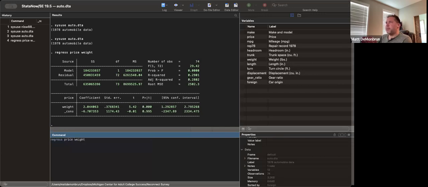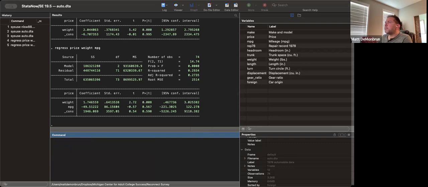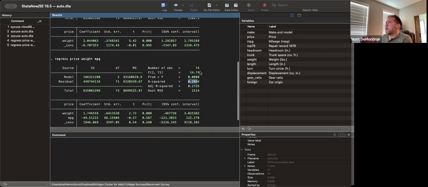Price and weight, just like we had in the previous one. But now we're going to add another independent variable, in this case, MPG, which is our miles per gallon. Now, what we see here is we still have a relationship. So let's look over in our top right-hand corner. We can see that we're explaining 29.34% of our variation.